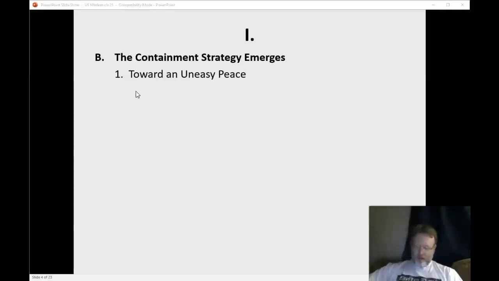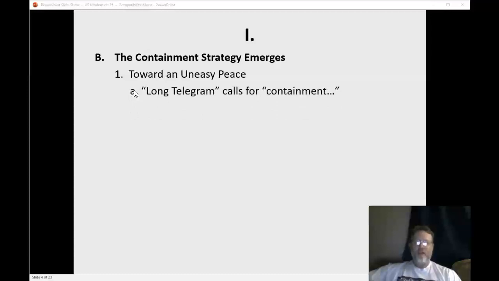The containment strategy. In response to the Soviets' refusal to leave Eastern Europe, America decides it must contain communist power to avoid the spread of communism around the world. This is known as the containment strategy. We must contain the communists.